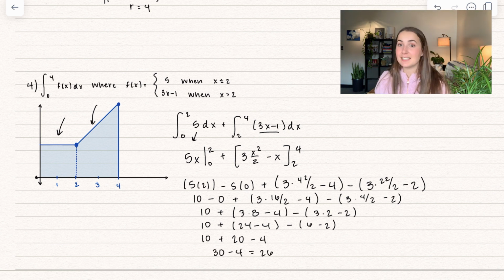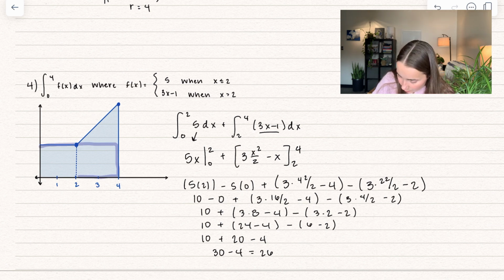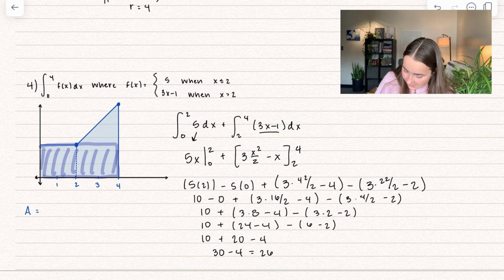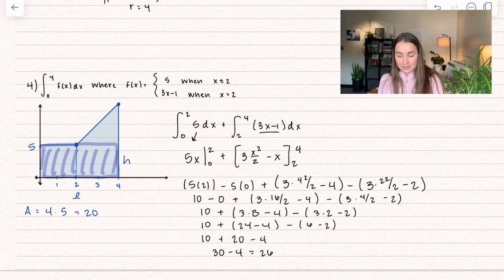Let's go ahead and calculate that in the actual function. First, I'm just going to calculate this whole rectangular area. The area of this is going to be the length times the height. So I have a length of 4 and a height of 5, because that's our function evaluated at 5. So that first area is going to be 20. And now let's calculate the area of the triangle. I know this length is going to be equal to 2 because we start at 2 and we go to 4.